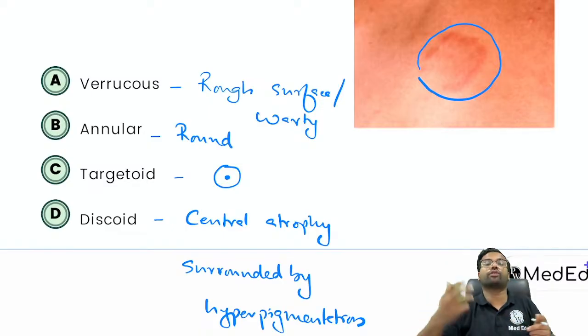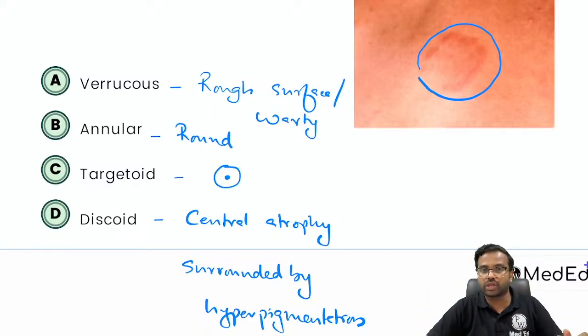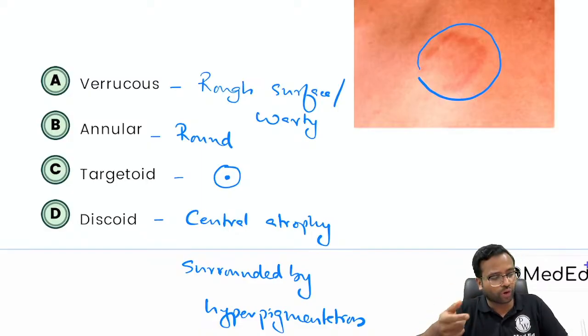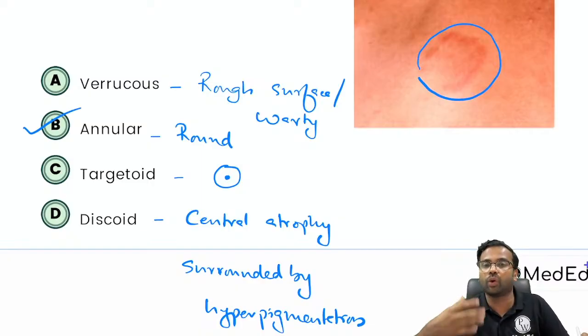Like in cases of discoid lupus erythematosus, DLE. So here, when you see all these options now, what do you think is the most accurate answer? Because you may get confused between option B and D, annular and discoid. So for me, this should actually go in favor of annular lesions.